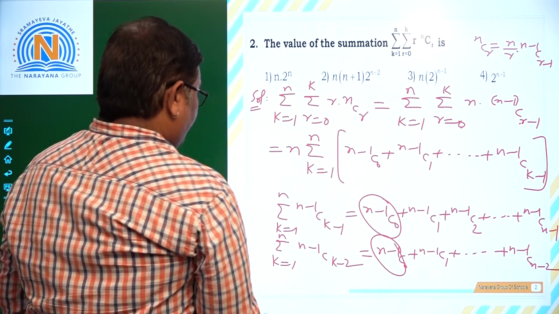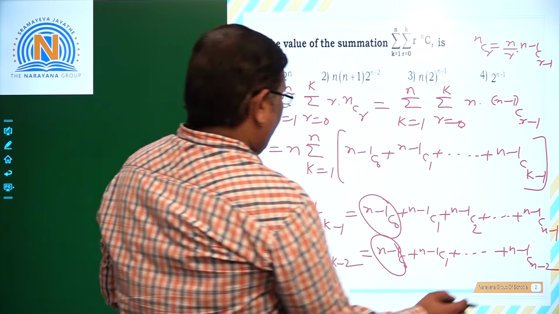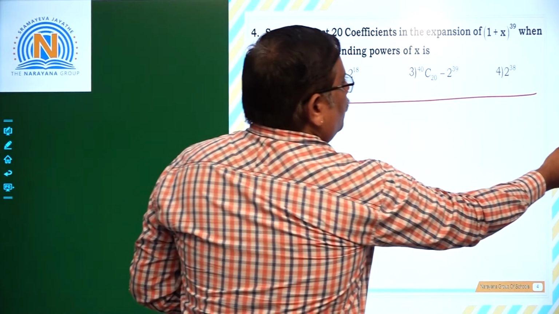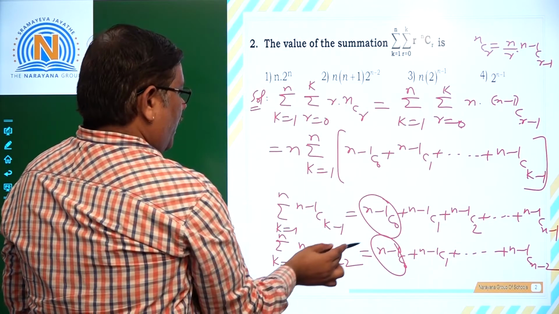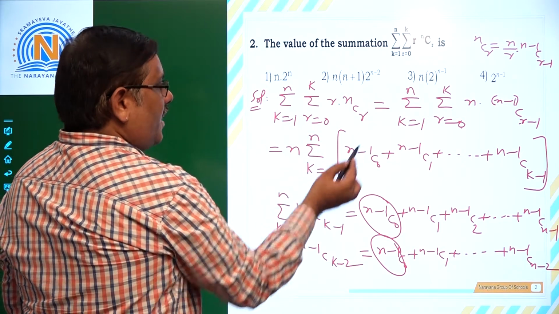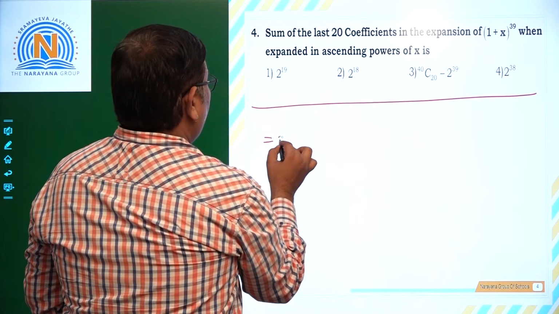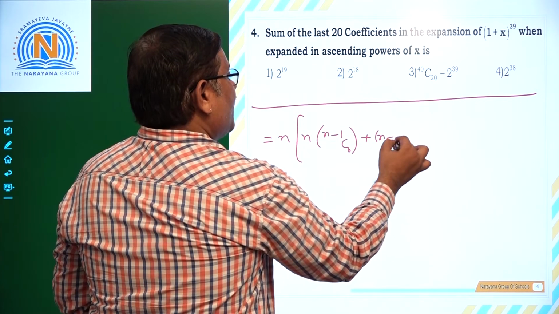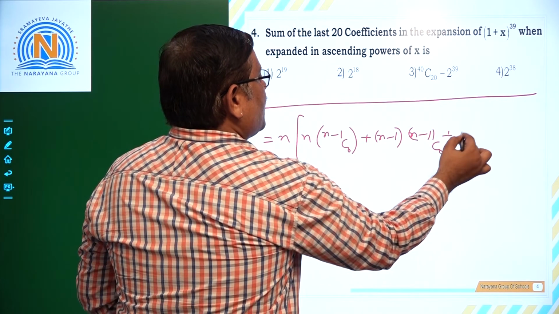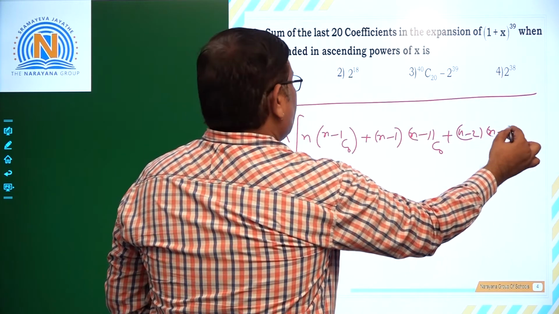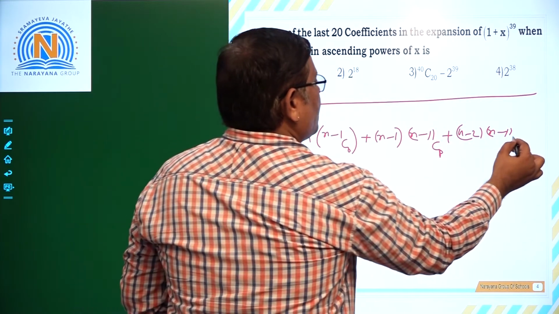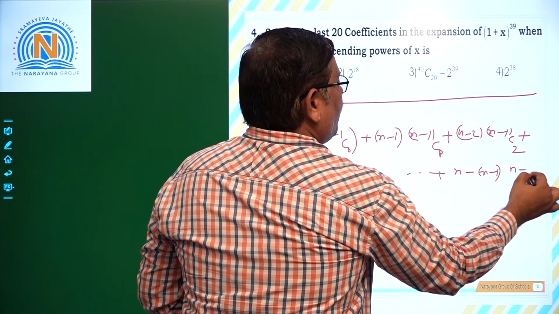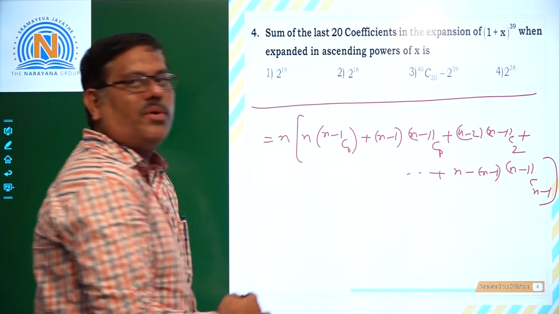So let me write that. I use this space for that. So that is equal to, here we have n minus 1 c0 appearing how many times? N times. So let me write that. That is equal to n times of n minus 1 c0, plus n minus 1 times of n minus 1 c1, plus n minus 2 times of n minus 1 c2, plus so on plus n minus of n minus 1 times of n minus 1 c n minus 1. This is very, very important.